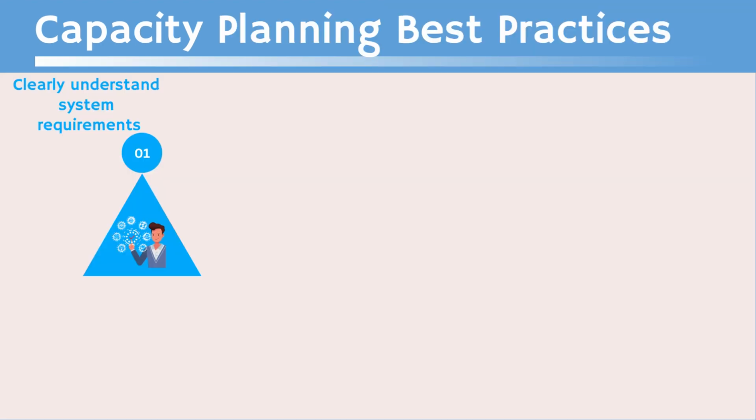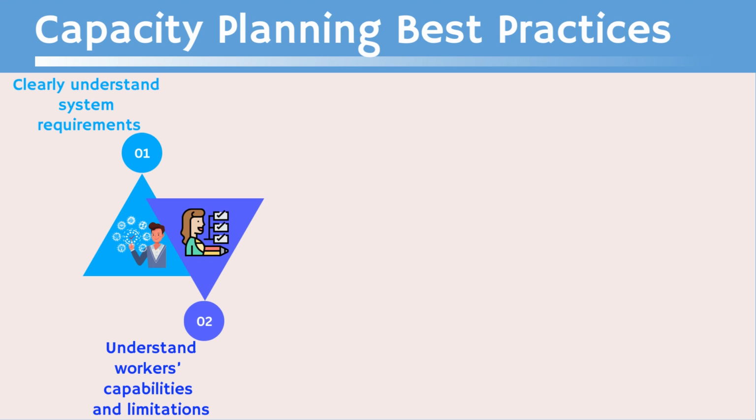Ensure you have a clear understanding of your system requirements. That includes understanding your desired uptime, peak loads, anticipated growth, etc. Work with vendors to understand their capabilities and limitations. Make sure you know what they can provide regarding resources and assistance.